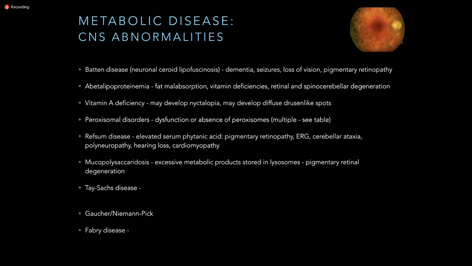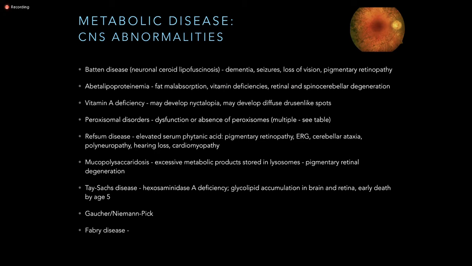Mucopolysaccharidosis, again, it's a little bit out of the scope of this talk, but these are things like Hurler, Scheie, Hunter, Sanfilippo. In these conditions, you have excessive metabolic products which are stored in lysosomes, and this can lead to a pigmentary retinal degeneration. Tay-Sachs disease is the most common ganglioside disease. In it, we see a deficiency of hexosaminidase A, and you get an accumulation of glycolipid in the brain and retina, and often early death by age 5.